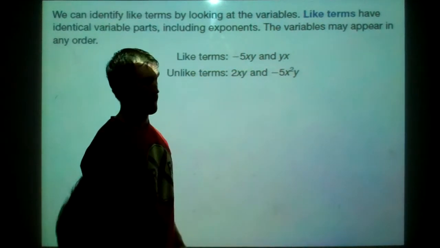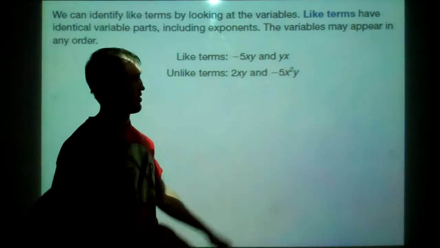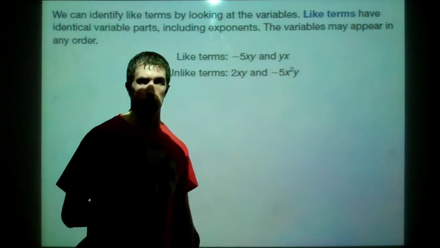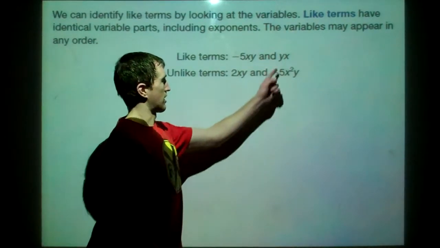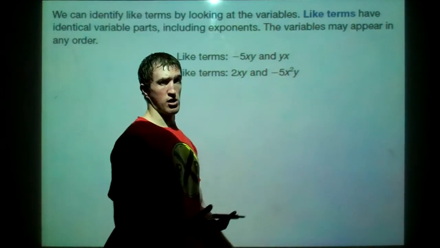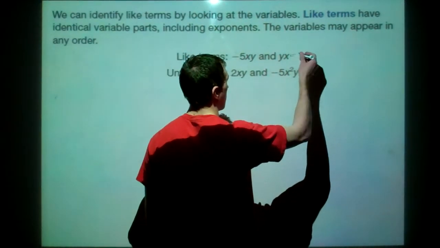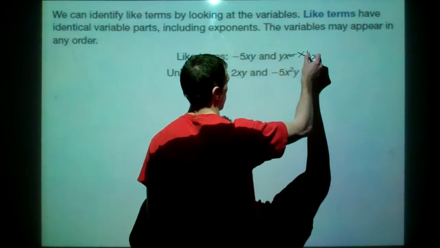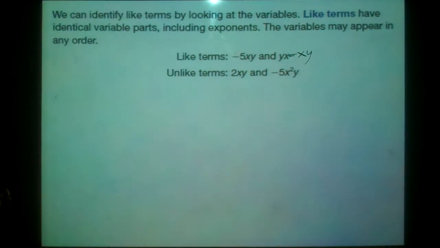And as I was saying before, I would reorder this so that they do have the same order. Remember, these are all being multiplied. So when you're multiplying, it doesn't matter which order you're multiplying in. So I could call this yx, or I could call it xy. It'd be the same thing. That equals xy. They're the same thing. That's our commutative property there.